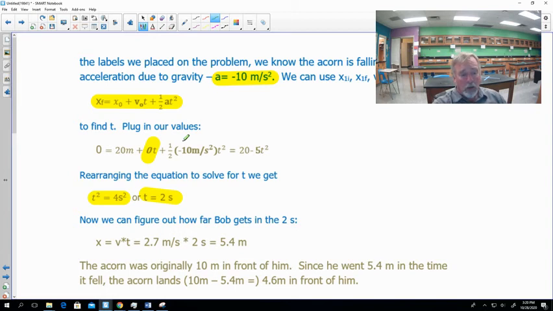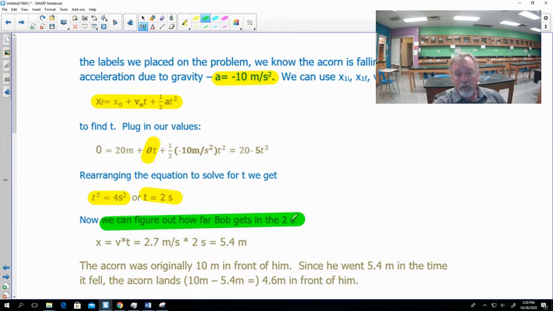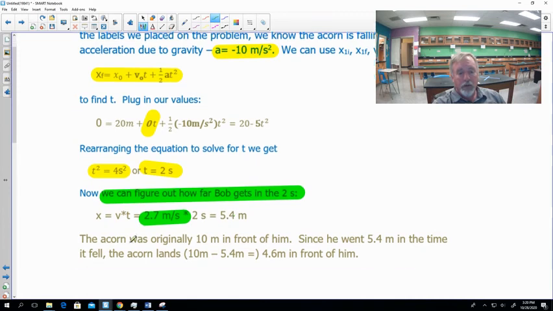Now that we know the time that the acorn fell, we can focus on the second part of our problem. How far does Bob get in those 2 seconds? Well, that's not too bad. We know our position is equal to our velocity times time. The problem gave us our 2.7 meters per second as our velocity. So if he's running for 2 seconds, how far does he get? He moves 5.4 meters in those 2 seconds. Well, if the acorn was originally 10 meters in front of him, and he only went 5.4 meters, where's the acorn going to land? 10 meters minus 5.4 meters, it lands 4.6 meters in front of him.